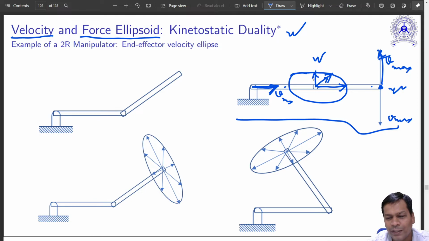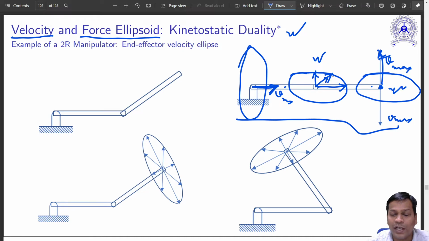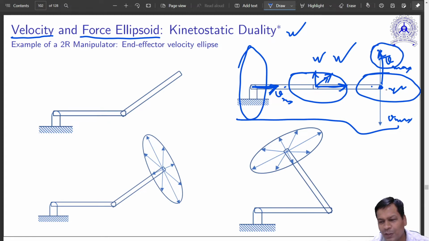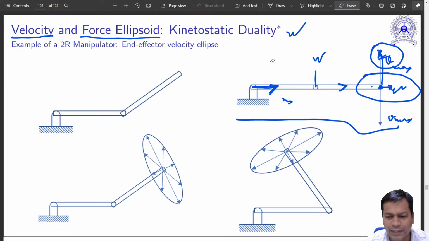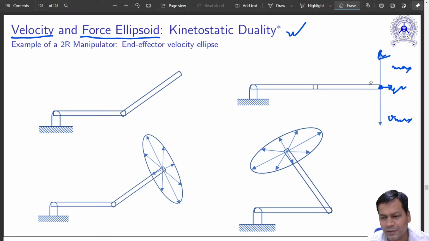It changes its shape. It becomes something like this over here, and something like this over here, and in between you may have a circle, when it can apply maximum or optimum velocity in both directions. So that is the velocity ellipsoid. What about the force? The force ellipsoid is something opposite to that. Why? Because when you have maximum velocity in this direction, you can have maximum force in this direction. How? I'll tell you.